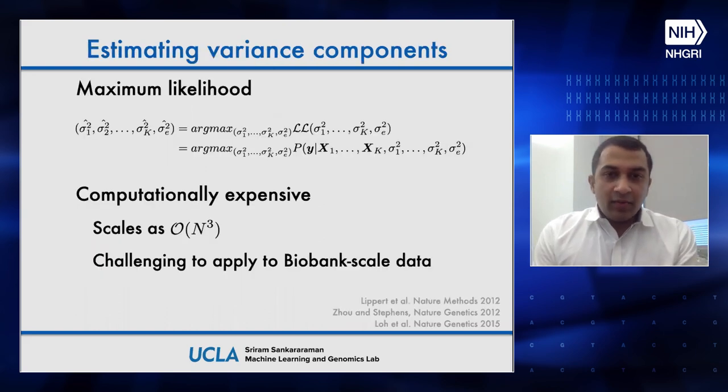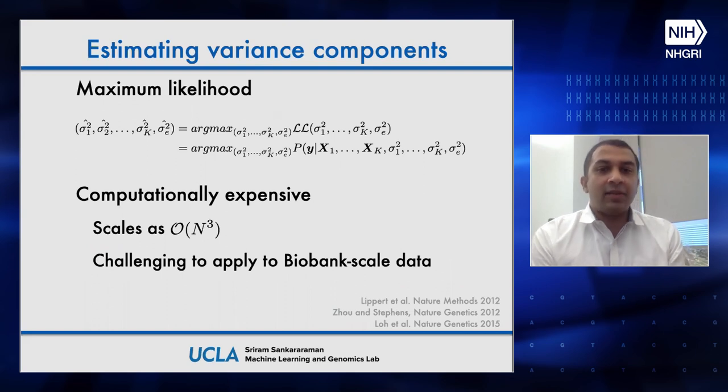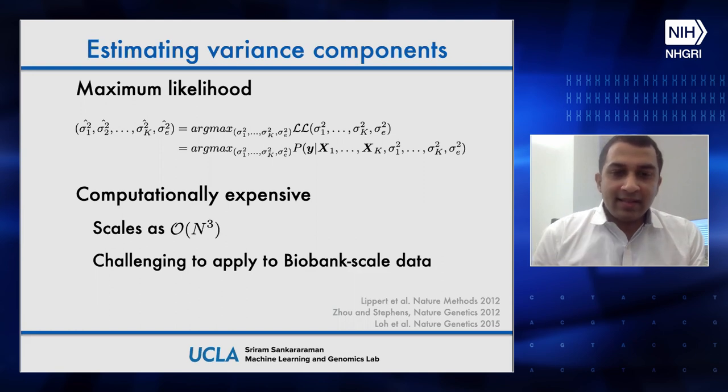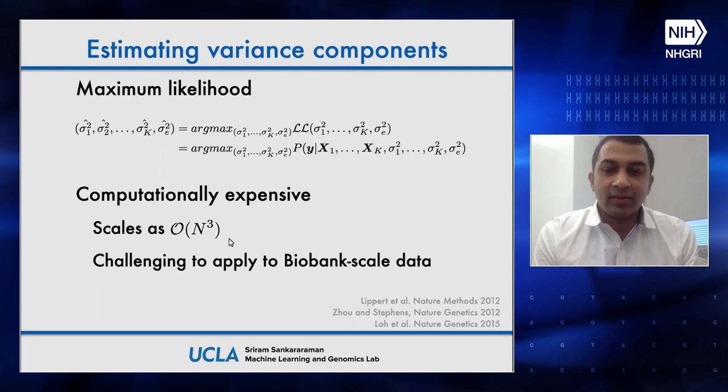The typical way of estimating these parameters is by using classical approaches like maximum likelihood. So, writing down the likelihood of the model and searching for values of these parameters that maximize the likelihood. The challenge is one of computation. Typical maximum likelihood estimation techniques scale cubically in the sample size, and this makes it challenging to apply to biobank scale data, which has sample sizes on the order of hundreds of thousands, if not millions.